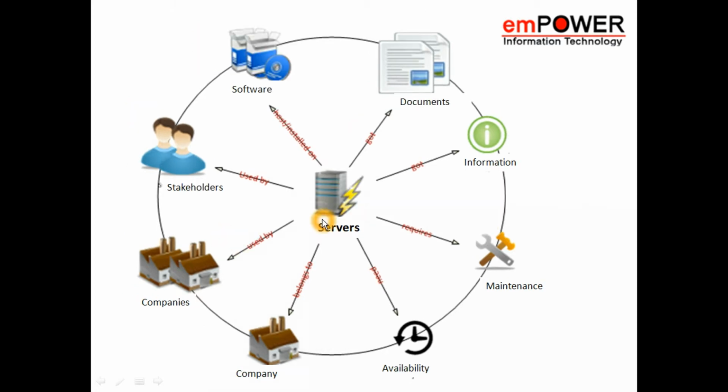This slide shows the main relationship between a server and other resources. Similar to software, it has information and documents, and hosts software, so multiple software can be hosted on a server. It is used by stakeholders, requires maintenance, again needs to be available, belongs to a company, and is used by one or more companies. Now we will show you a demo of the software.